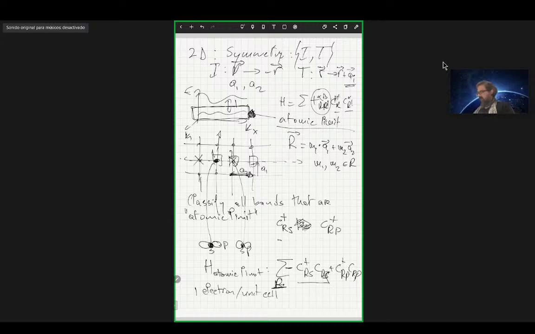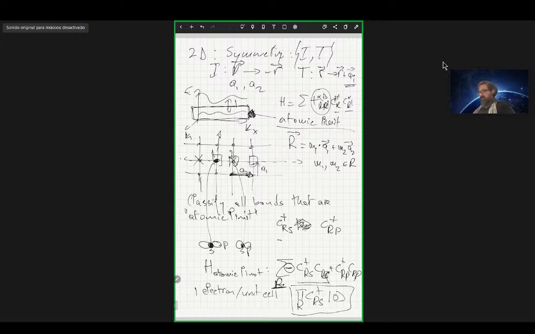Why? Because the s orbital has energy -1. So if I fill up the s orbital, if I make the state as a product of all R's, c_Rs dagger on the vacuum, this is a Slater determinant state. I just put an electron in each s orbital.